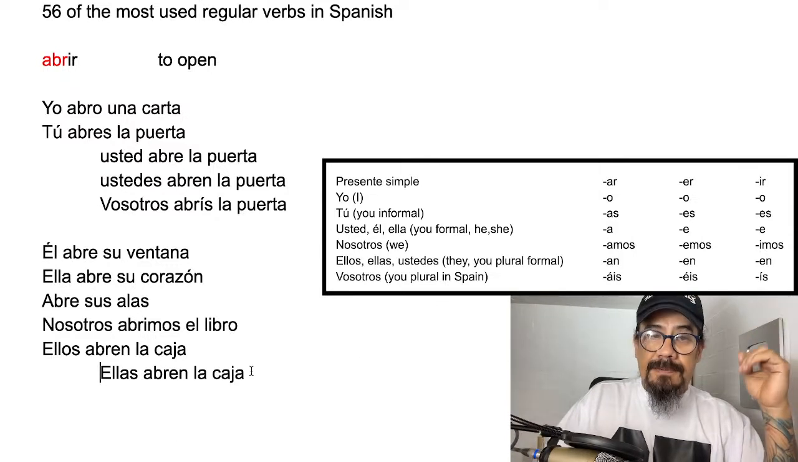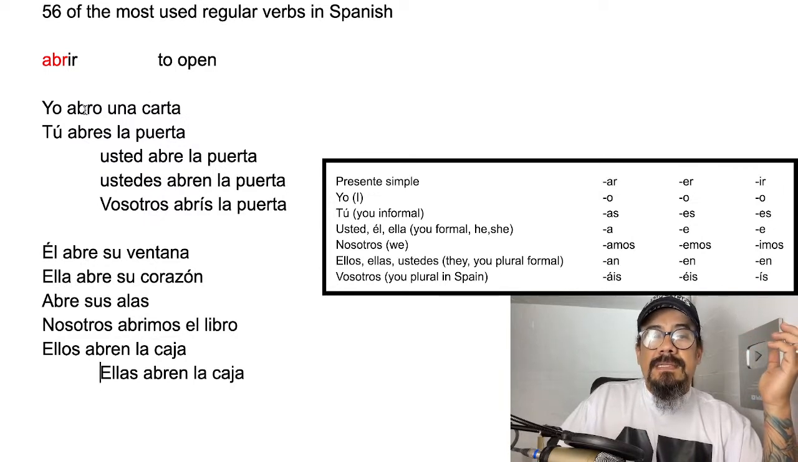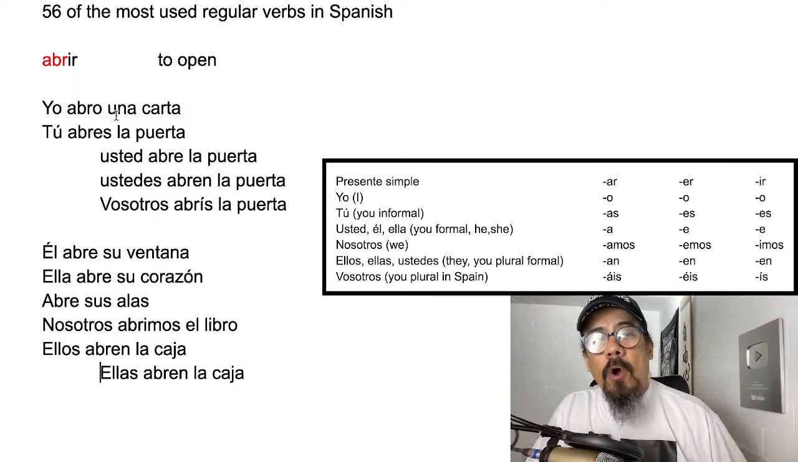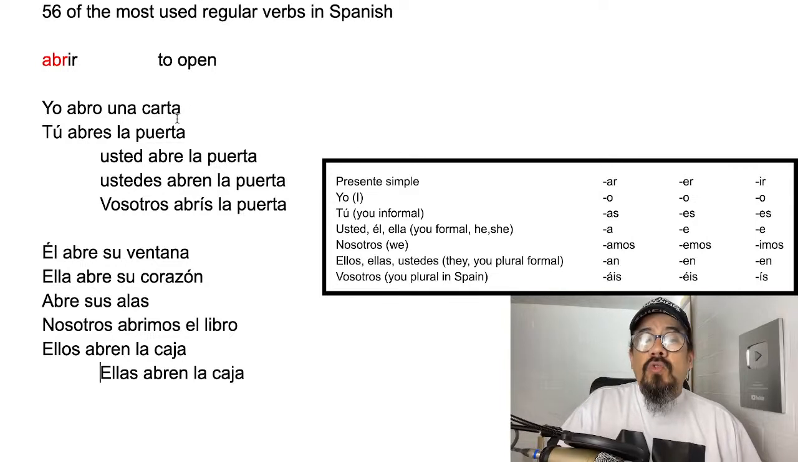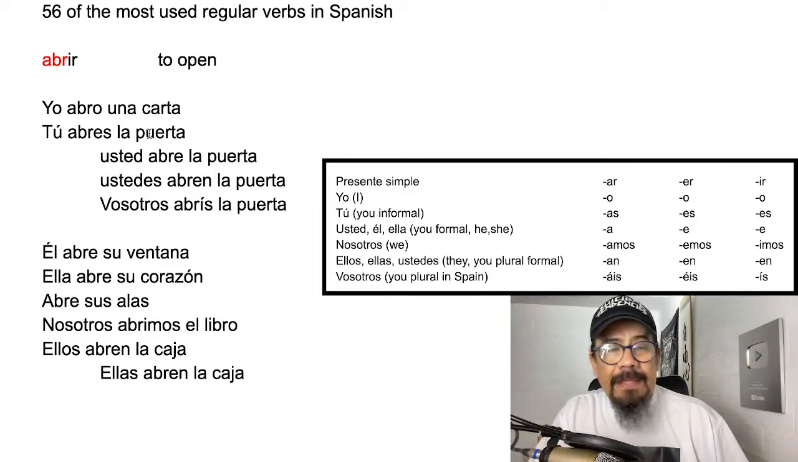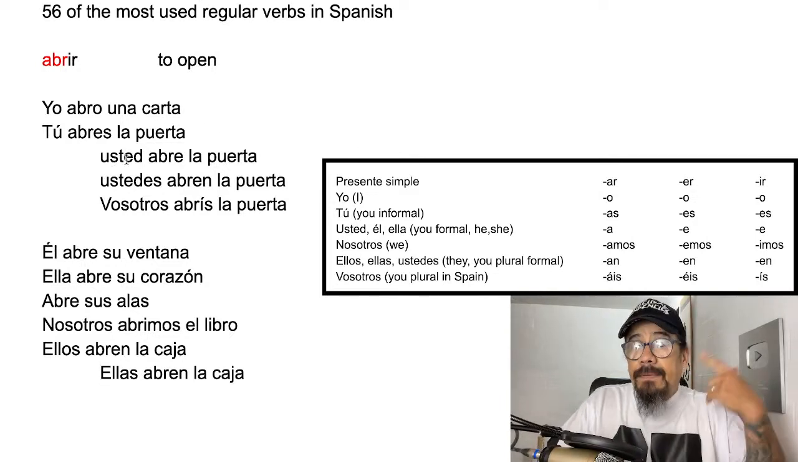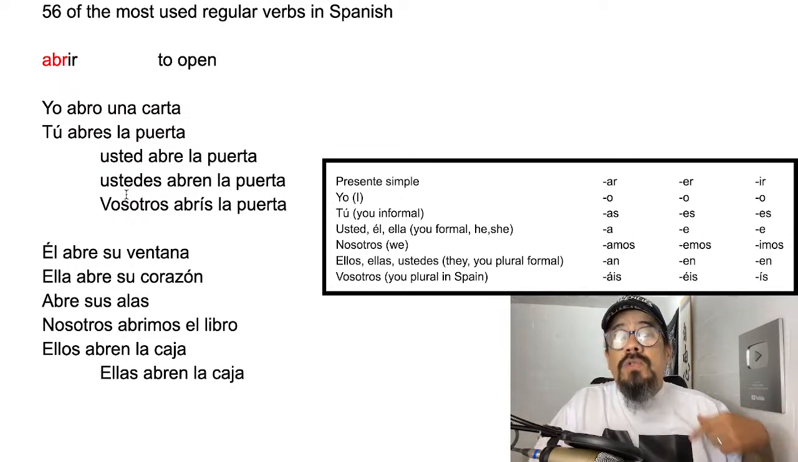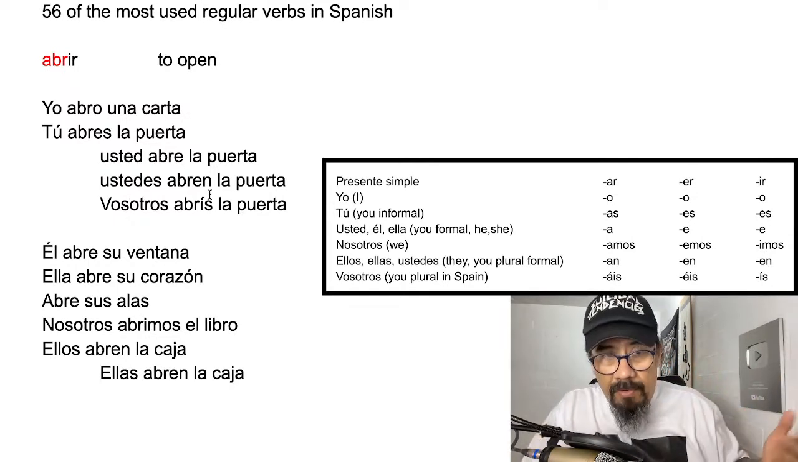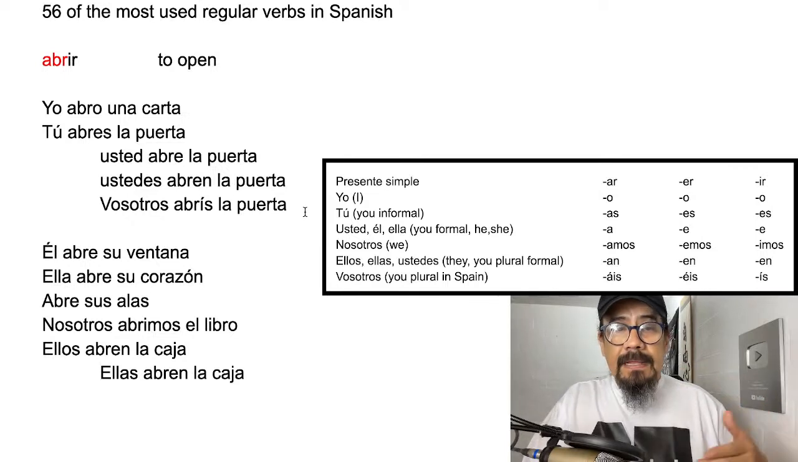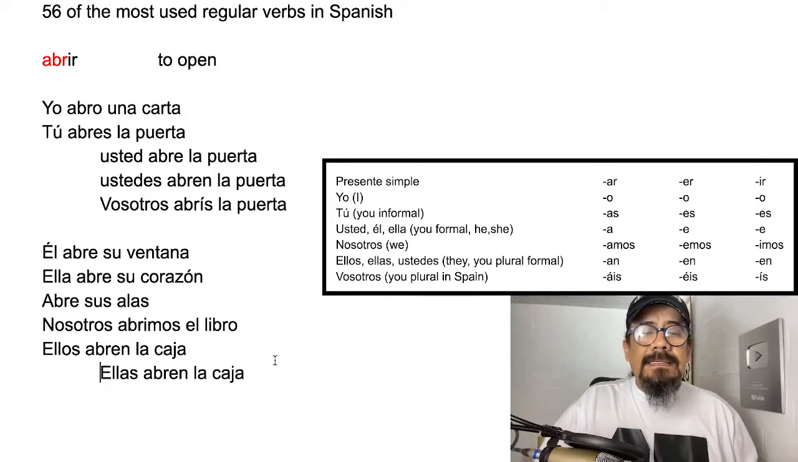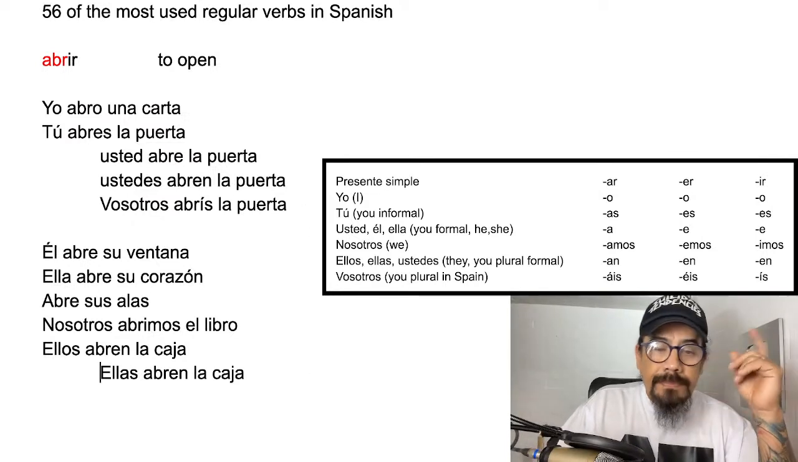It's pretty much easy. Of course, this is yo abro una carta, I open a letter. Tú abres la puerta, you open the door. Usted abre la puerta, you open the door. Ustedes abren la puerta, you open the door. Vosotros abrís la puerta, you open the door. Exactly the same. It's basically the same.